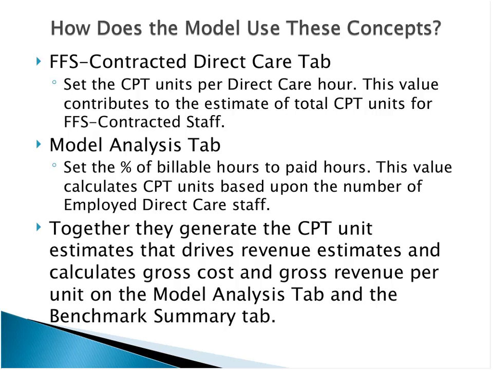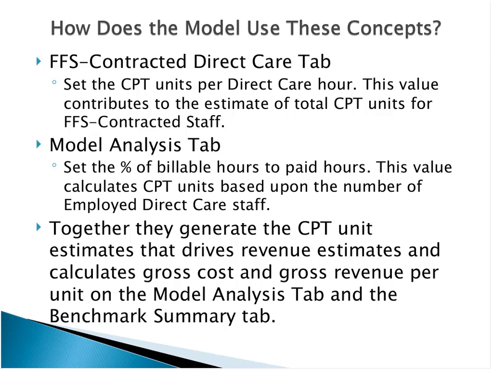On the model analysis tab, we don't do a unit of service or a CPT weight. The model estimates CPT units of service based upon the percentage of billable hours to paid hours. This concept then calculates the CPT units based upon the number of employed direct care staff. Together they generate the CPT unit estimates, drive the revenue estimates, and calculate the gross cost and the gross revenue per unit on the model's analysis and benchmark tab.